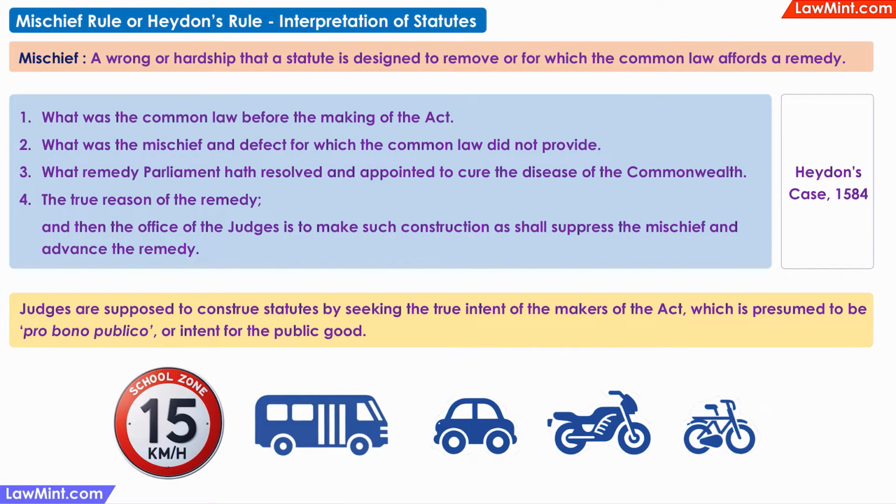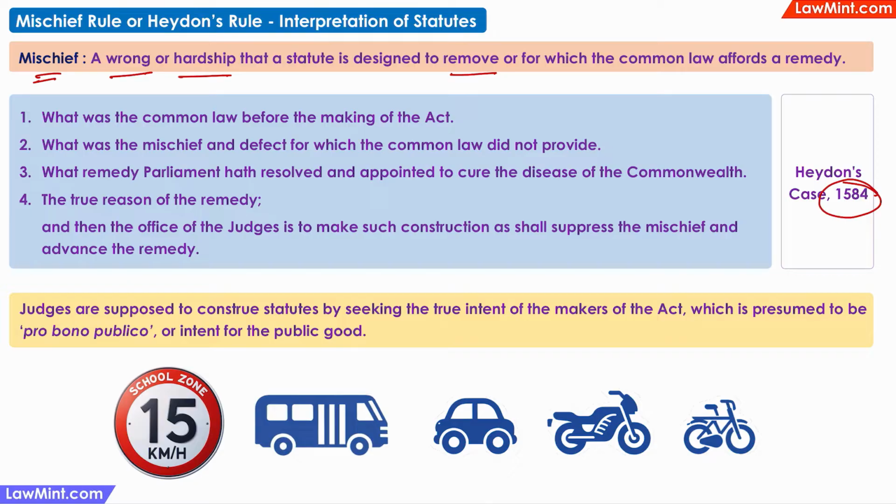The Mischief rule or Heydon's rule was first laid out in Heydon's case in 1584. So this is actually a very old rule of interpretation. A mischief means a wrong or a hardship that a statute is designed to remove or provide a remedy for. In simple words, laws are usually created to address an issue or to solve a problem of some sort. So the legislature is actually trying to address some issue through a statute.